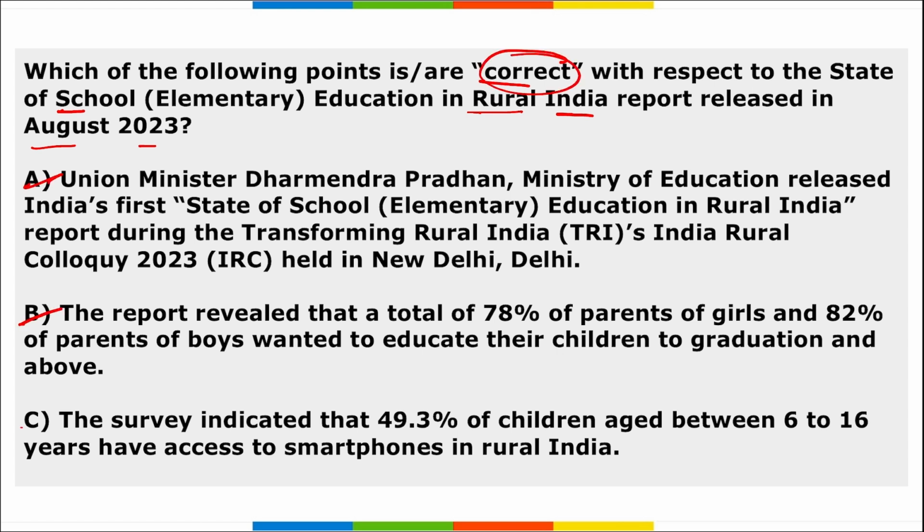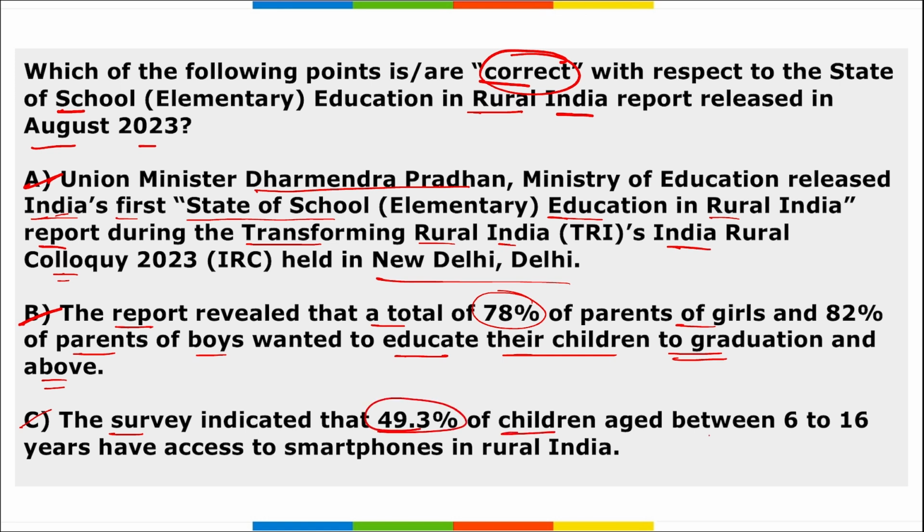Option A is correct, B is correct, and C is correct. If we look at them, Union Minister Dharmendra Pradhan released India's first State of School Education in Rural India report during the Transforming Rural India Rural Colloquy 2023 that was held in New Delhi. The report revealed that 78% of the parents of girls and 82% of the parents of boys wanted to educate their children to graduation and above. The survey indicated that 49.3% of children aged between 6 to 16 years have access to smartphones in rural India. So all these options are correctly mentioned here.